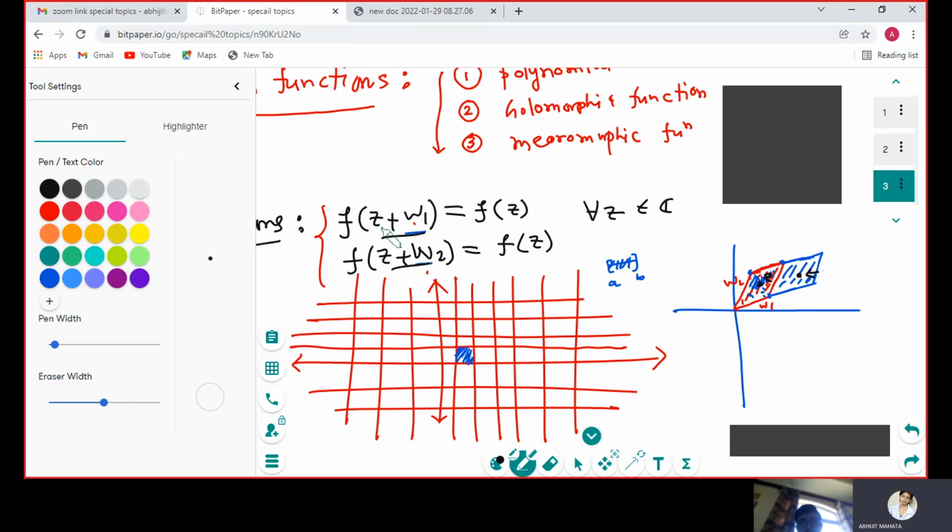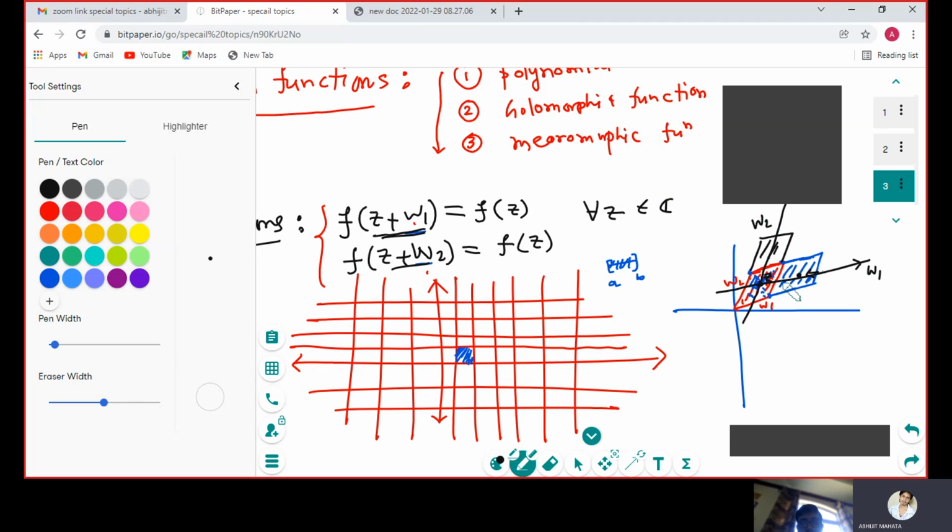Just if you add z plus w, then you translate this horizontally, in this direction. So now you are using the w1 vector, right? If you take a box here, then your translation is along w2. Got it?